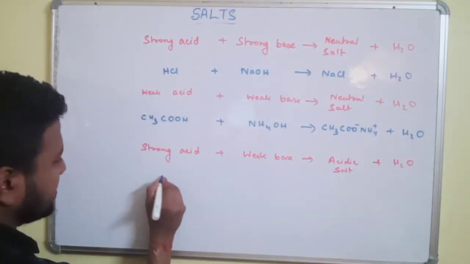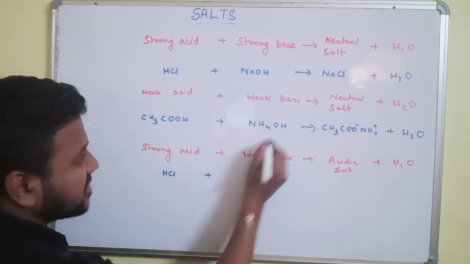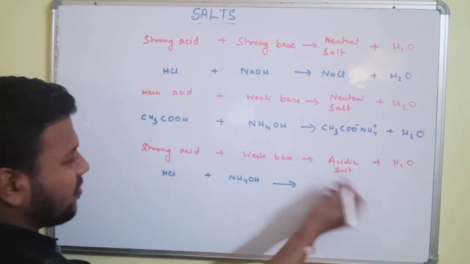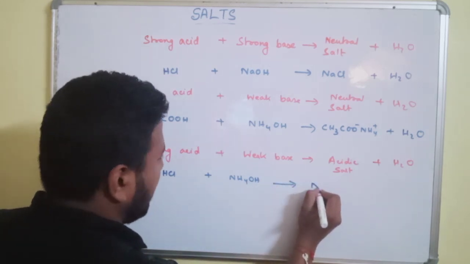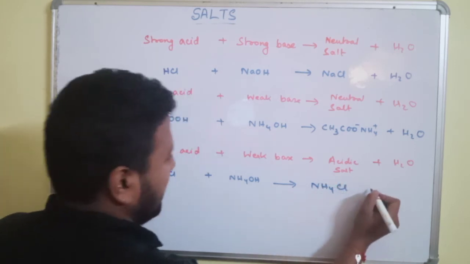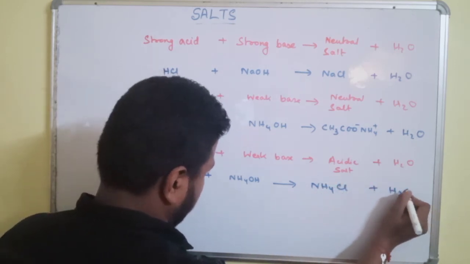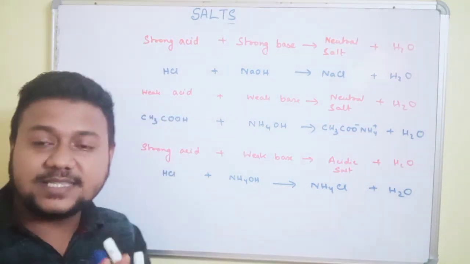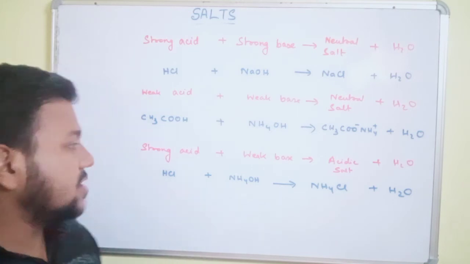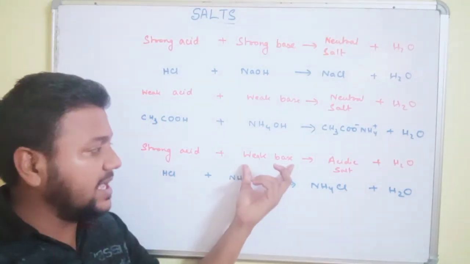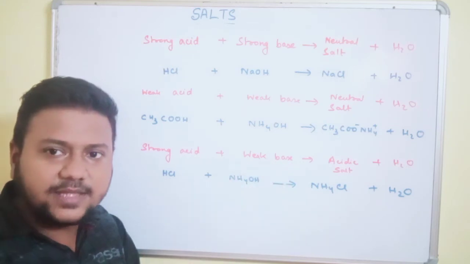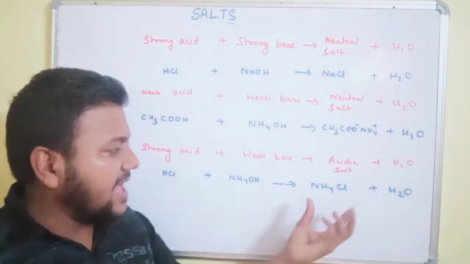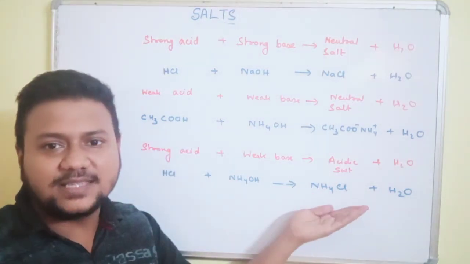So let us see an example. We take a strong acid, say HCl. When it reacts with a weak base, NH4OH, it leads to the formation of an acidic salt, which is NH4Cl, and the liberation of H2O. Now we can say here that a strong acid releases a large number of H plus ions, whereas a weak base releases fewer OH minus ions. So in comparison, the H plus ions remain in excess and the formation of salt leads to an acidic salt.